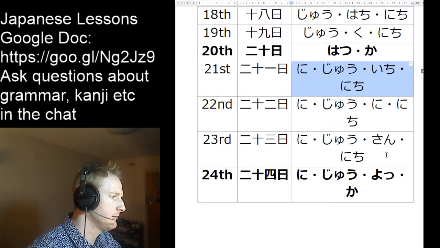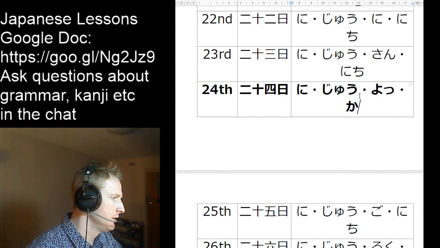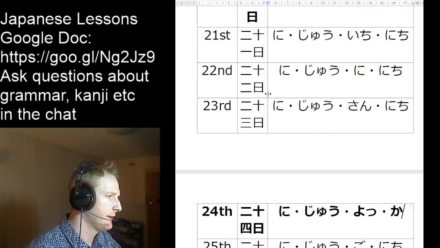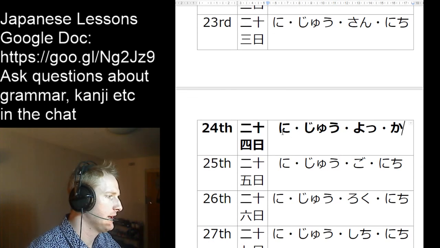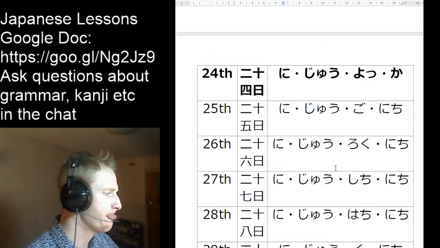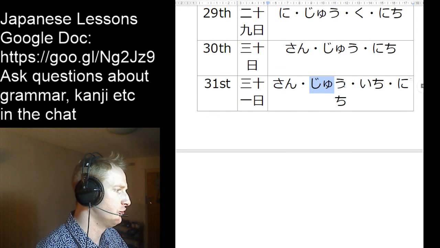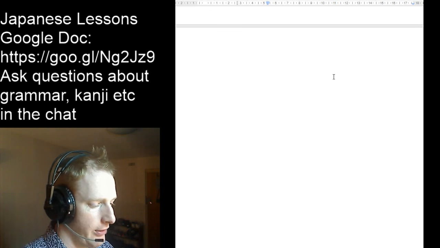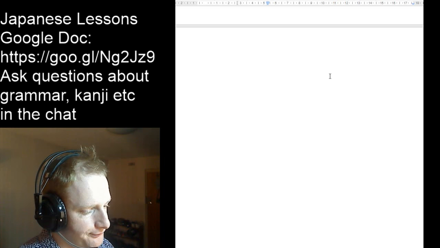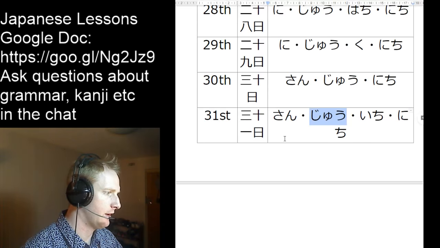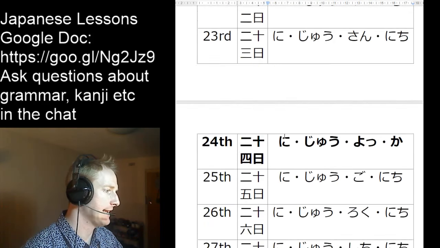Alright, but then we keep going as per usual until we get to 24, which is following the same thing like 14 was, where we have niju, so 20, and then yokka, which is our word for 4 again. So niju yokka. And then we just keep going all the way up to san ju ichi nichi. Alright, so the 31st day of the month. So once we've got all that, we can pretty much say any date now.